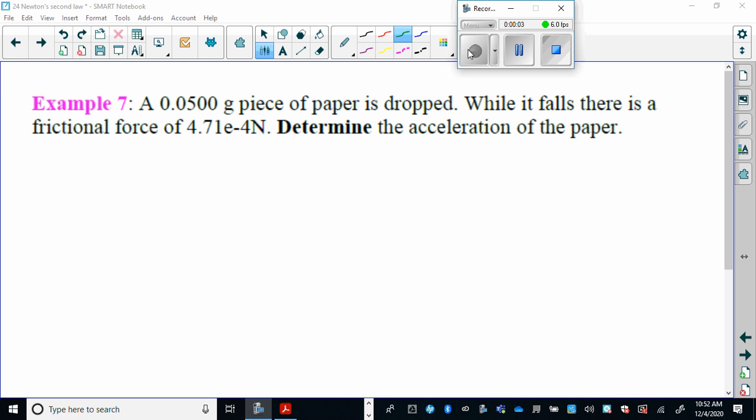Lesson 24 continued. Example number 7. We're going to do this very quickly because you've seen this. It's very similar to the elevator problem. You're dropping a piece of paper.